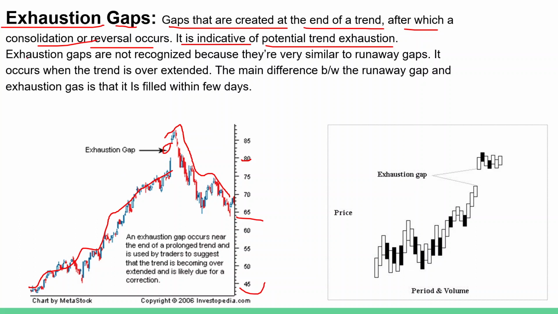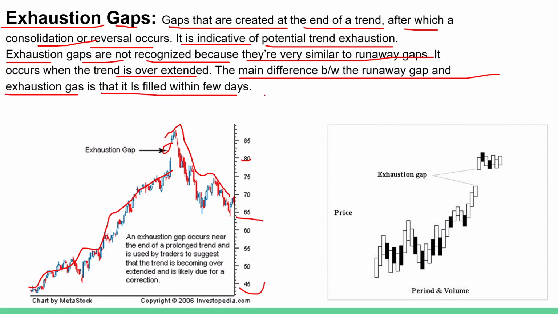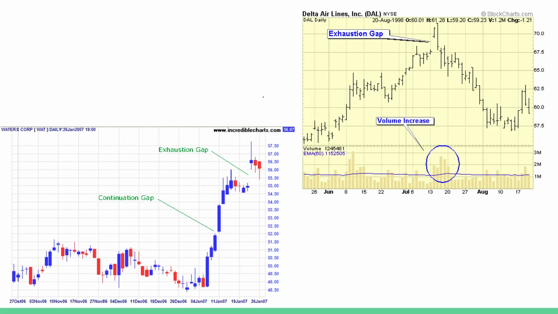These are difficult to identify. Exhaustion gaps are not easily recognized because they are very similar to runaway gaps. You won't know if it is an exhaustion gap or a runaway gap until a few days later. It occurs when the trend is overextended. The main difference is that the exhaustion gap is filled within a few days. Your runaway gap won't be filled, but your exhaustion gap will be filled after a few days.